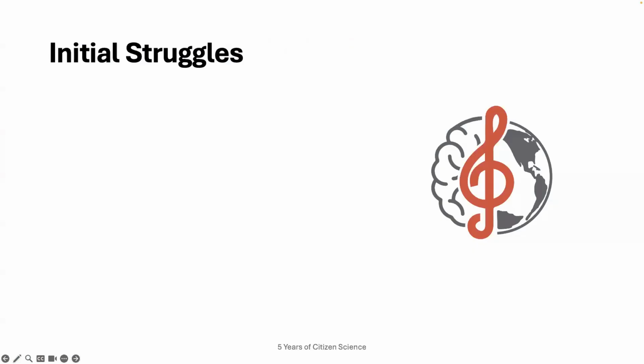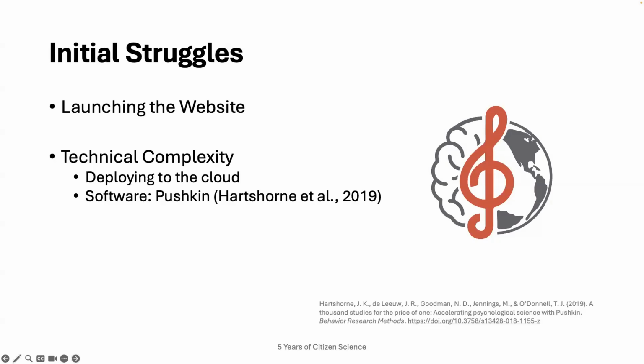And of course, we had quite a few initial struggles launching this website. There's quite a lot of technical complexity to just deploying things to the web. We were using cloud providers. I mean, if you use something like AWS, you'll see there's, I think, like 10 pages or something of just service names. If you look at it, it's so complicated. There's so much going on.